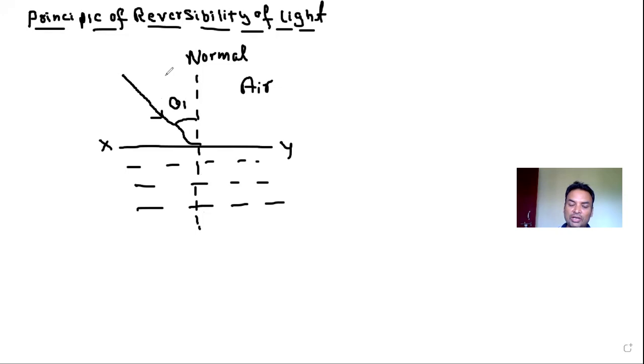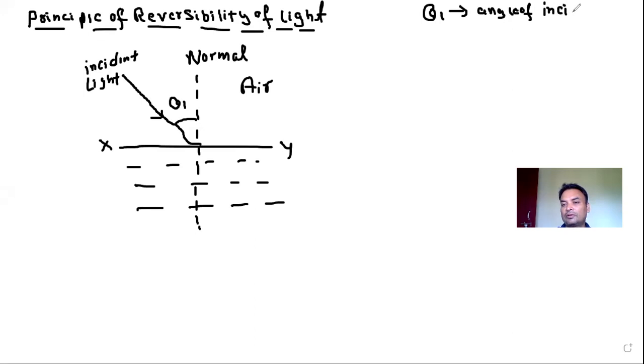And you know that this is the angle of incidence, and this is my incident light. This angle theta 1 is called the angle of incidence.